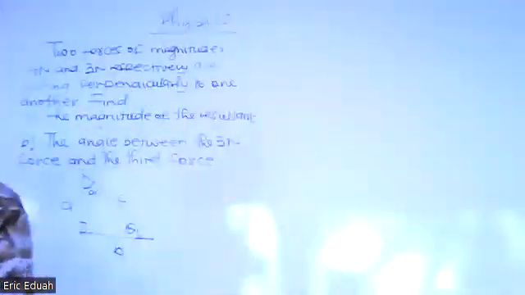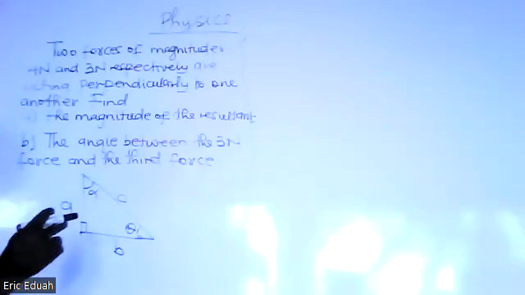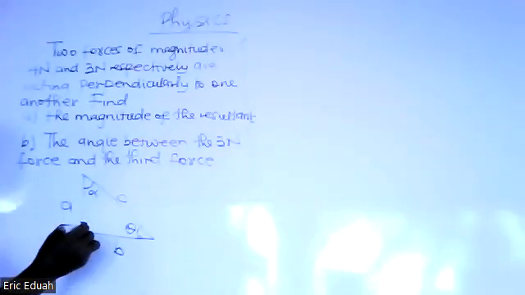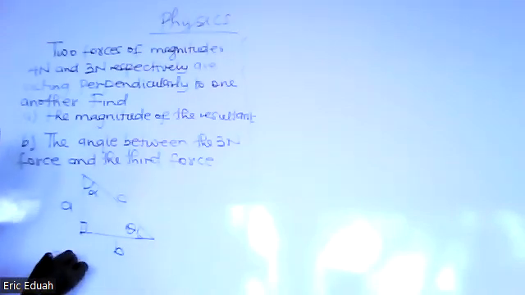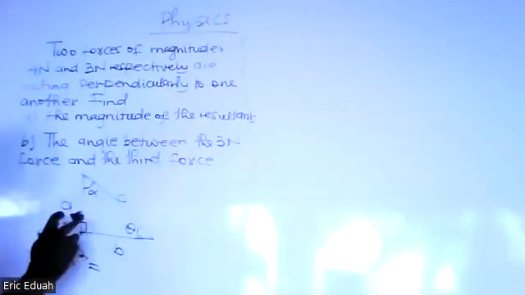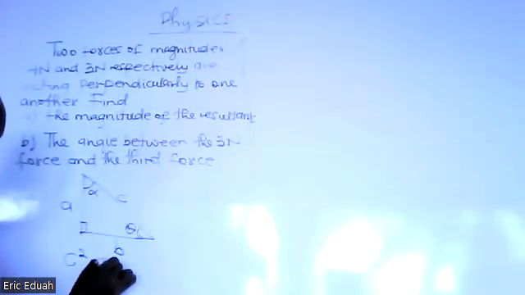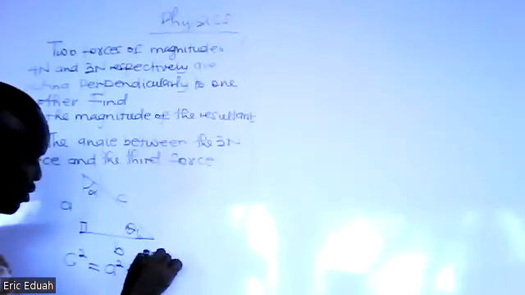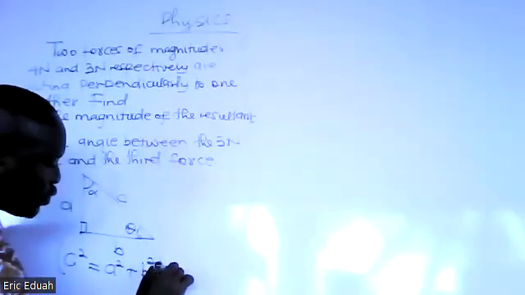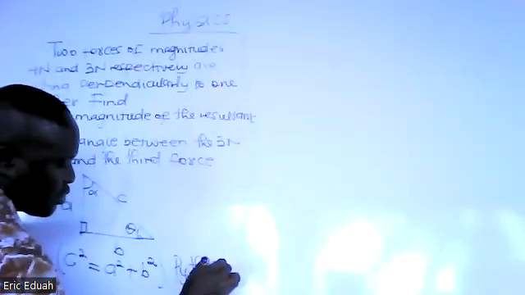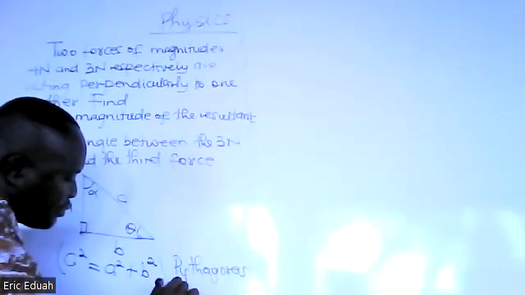So if we have the right angle triangle with these sides, Pythagoras is saying that the square of the longer side, which is the hypotenuse, is equal to the sum of the squares of the other two sides. So a squared plus b squared. And this is what we are referring to as the Pythagoras theorem.